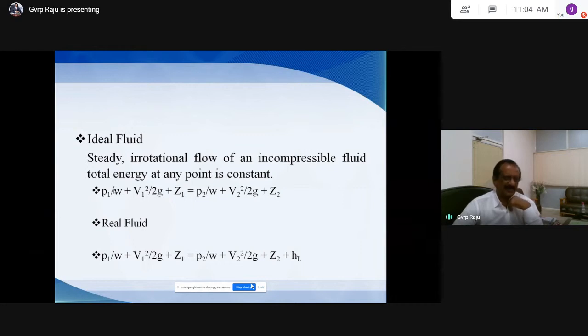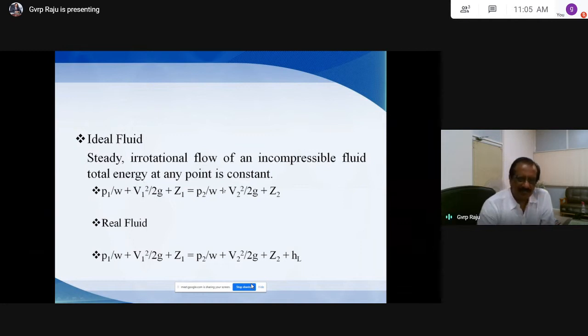For example, mean sea level, or Bombay, is normally considered as datum. Datum head is with reference to a known elevation. What is the height of point 1 with reference to that known elevation? So that is Z1. This is the total head here.